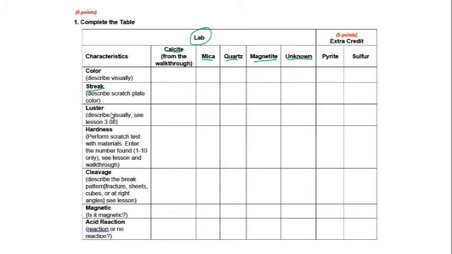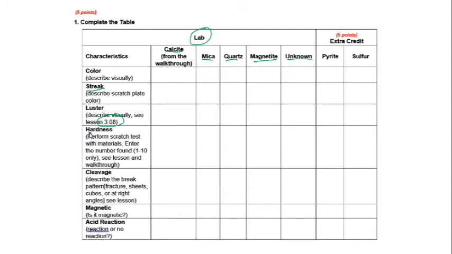Then luster is also a bit subjective. So say if it's shiny, if it's dull, whatever categorization you can come up with. Again, the lesson will help you to come up with good luster terms.